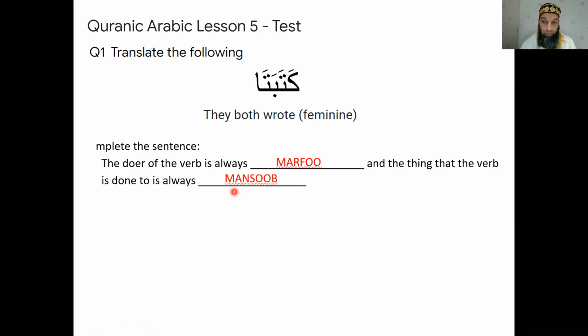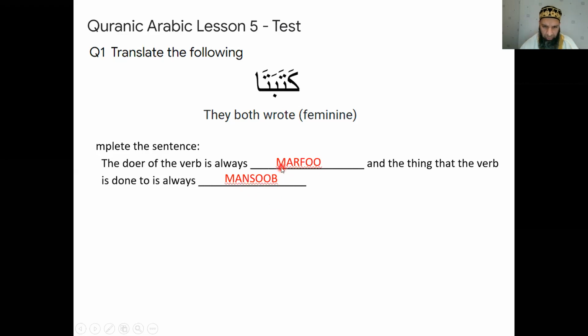The doer of the verb is always marfu, and the thing that the verb is done to is always mansoob. That's the golden grammar rule. That's the one rule if you don't know. There's a few other ones, small, but this is the big one. This is the bang for the buck. Is that right? Bang for the buck. Right, so this is the important one. Marfu is the doer, mansoob is the thing that the verb is done to.